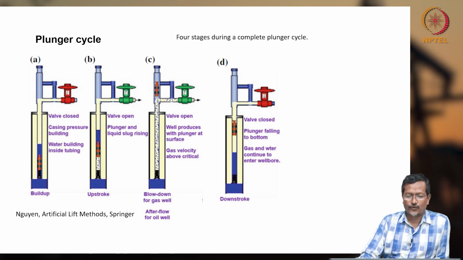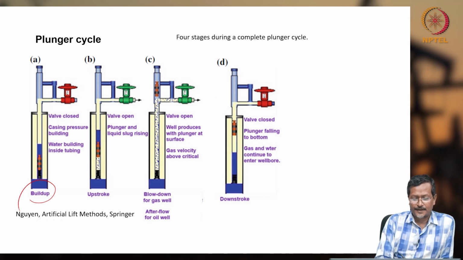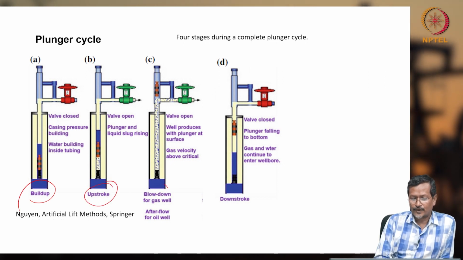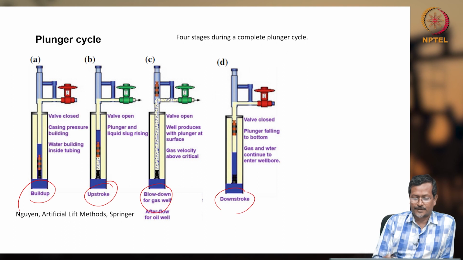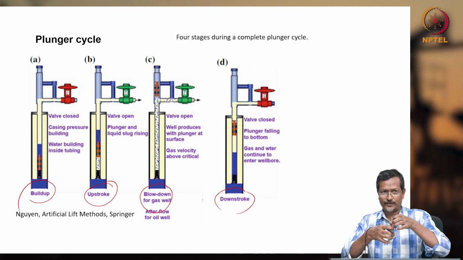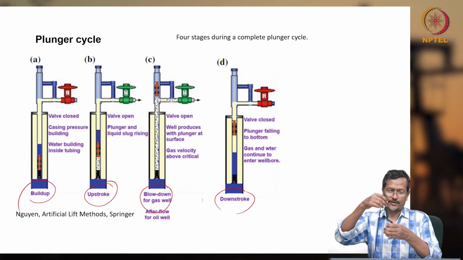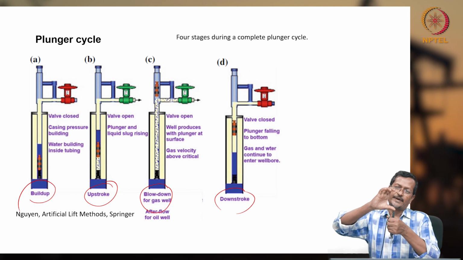So, there are 4 cycles in plunger lift. One is the build up part, then the upstroke part, then the blow down part, then the downstroke part. In the build up part, what is happening? You hold the plunger at the bottom and allow liquid to build up over it. Let us say this is the plunger, you are holding it here, and the liquid will be building up here.